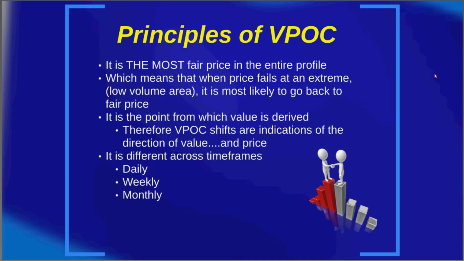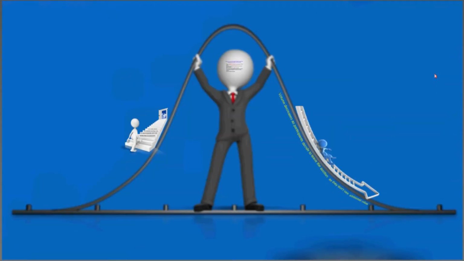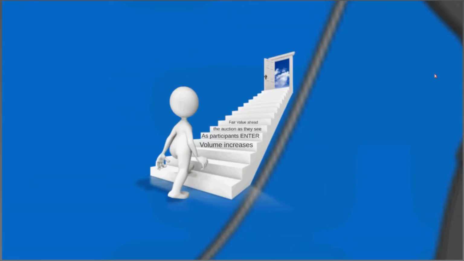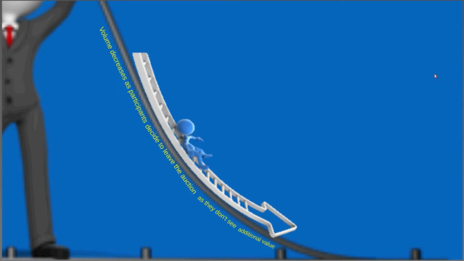It's different across time frames, daily, weekly, monthly. So I could have a daily profile, a weekly profile, a monthly profile, and I would have different volume points of control. Remember, I give more weight to the most current context. The next element is this bell-shaped curve or price distribution, these zones. And remember, volume increases as participants enter the auction because they see fair value ahead. And on the other side, volume decreases as participants decide to leave the auction because they don't see additional value. And we see that in the amount of volume in the profile.